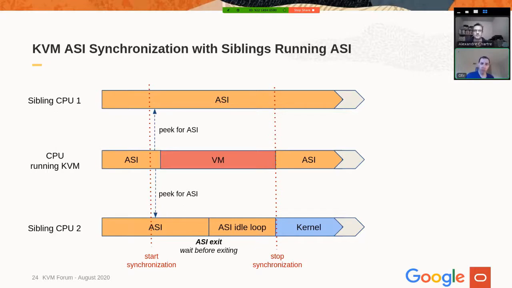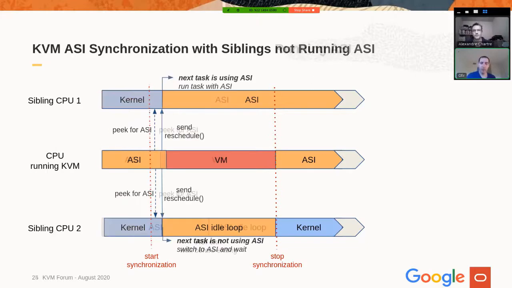So it checks whether ASI is running on the other CPUs. In that case, we can see that the other CPUs are running ASI, so this is fine. There's nothing to do, and we can start the VM. We know the other CPUs are running ASI. If one sibling CPU, for example CPU2, tries to exit ASI, then we are going to block it. It's going to be blocked in ASI in an idle loop until the main CPU exits the VM and stops the synchronization. At this point, it is free to go into the kernel. The other CPU, if it is running ASI, will just continue to run.